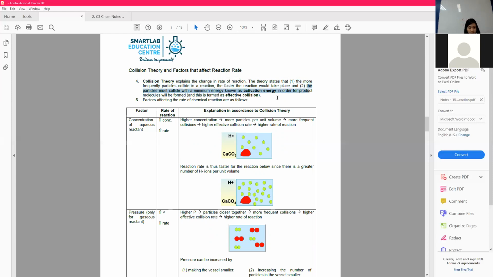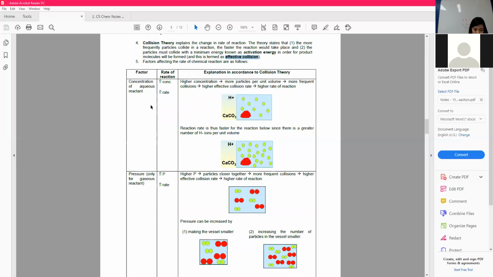Another one, the particles must collide with a minimum energy known as the activation energy in order for the product molecule to be formed. Meaning if they just collide, there is no use if the energy is not there. They must collide with at least the minimum energy called activation energy, then the product will be formed. And this type of collision is called effective collision. So the factors that will affect all these collisions we have over here. All these factors will affect how steep the gradient is, how fast something will happen.